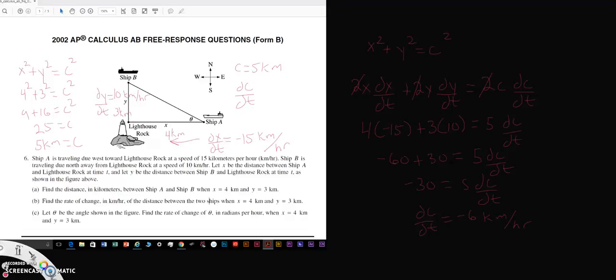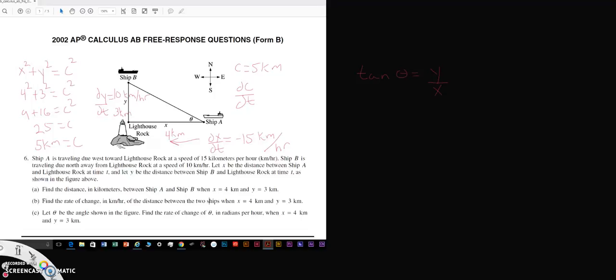Okay, give me one second while I pause this video and clear the canvas so we can do part C. The next part of the question says, let theta be the angle shown in the figure. Find the rate of change of theta in radians per hour when x equals 4 and y equals 3. So it wants you to use y over x. That's opposite over adjacent, so it's got to be tangent, right? So we're going to use the tangent function: tan theta equals y over x.